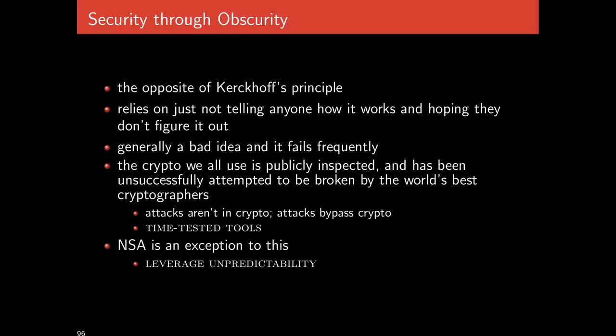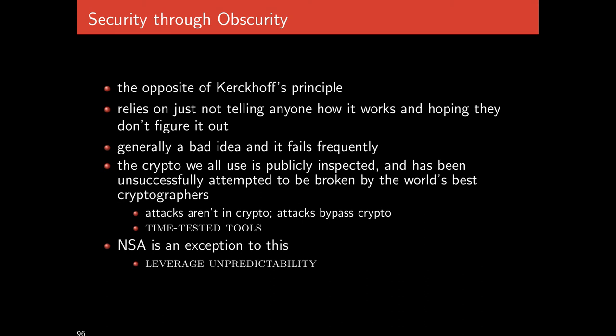This is also formulated as Shannon's maxim, from Claude Shannon, one of the inventors of information theory. He says the enemy knows the system, right? Don't assume that this isn't true. Don't assume that you've managed to keep the system hidden from the enemy. The enemy knows the system. Can you still be secure? So security through obscurity is the opposite of Kirchhoff's principle. It relies on not telling anyone how it works and hoping they don't figure it out. Generally a bad idea. It fails if applied.